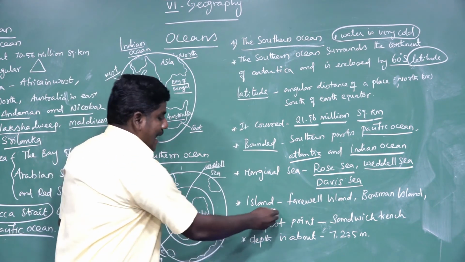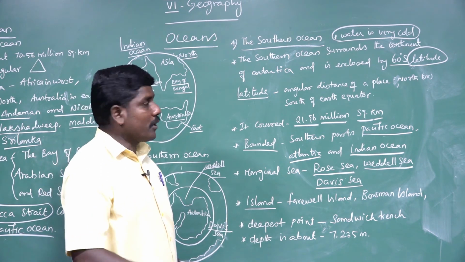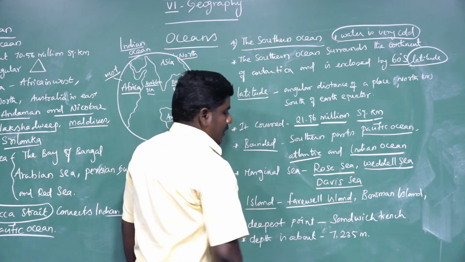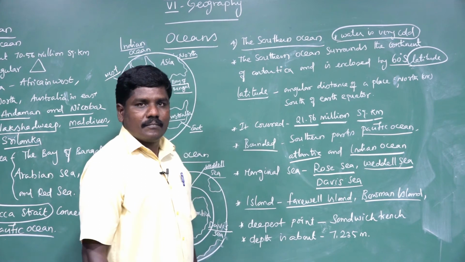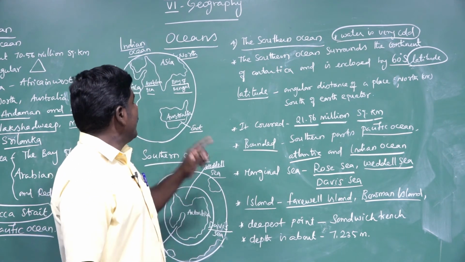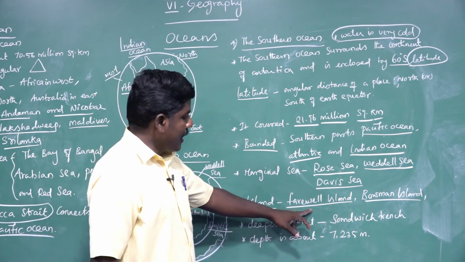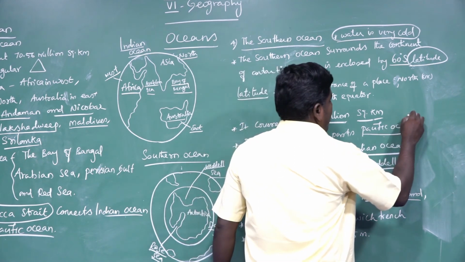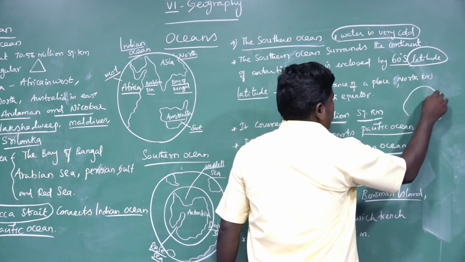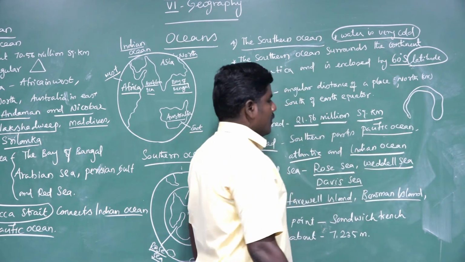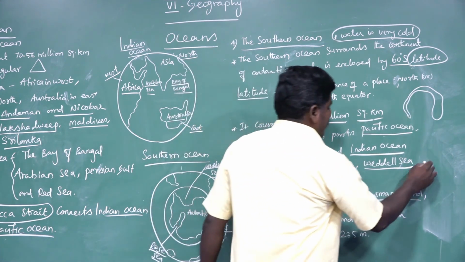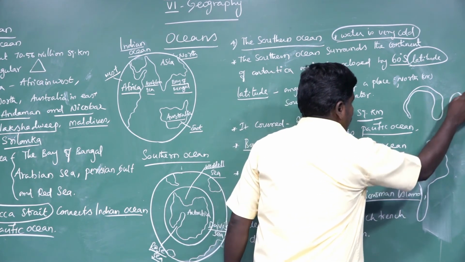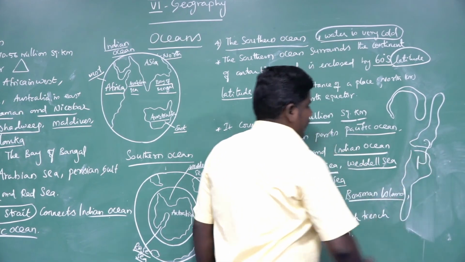And the next one, some of the islands located in the Southern Ocean. What are they? Farewell Islands, Bowman Islands. That is the shape of the Bowman Islands. That is an island. And the Farewell Islands are two connected islands.